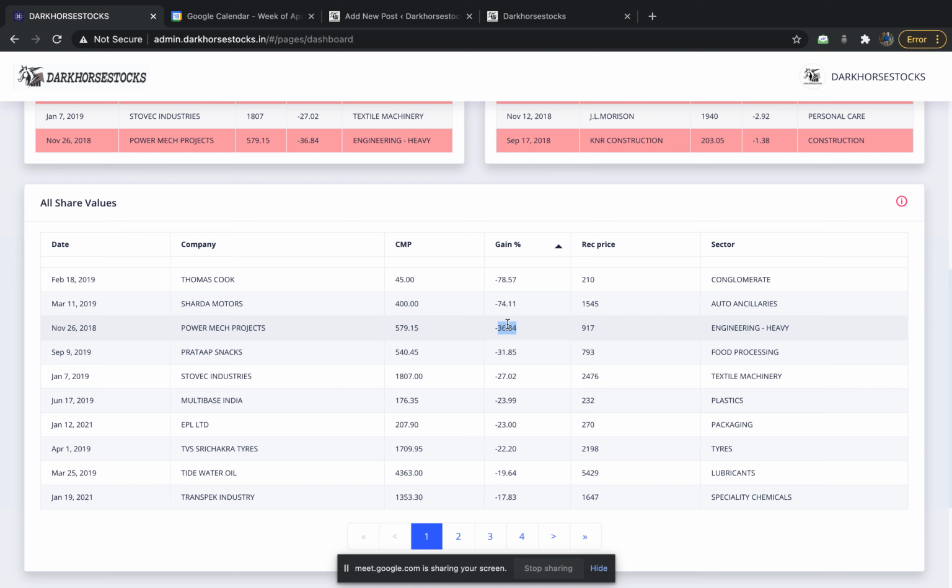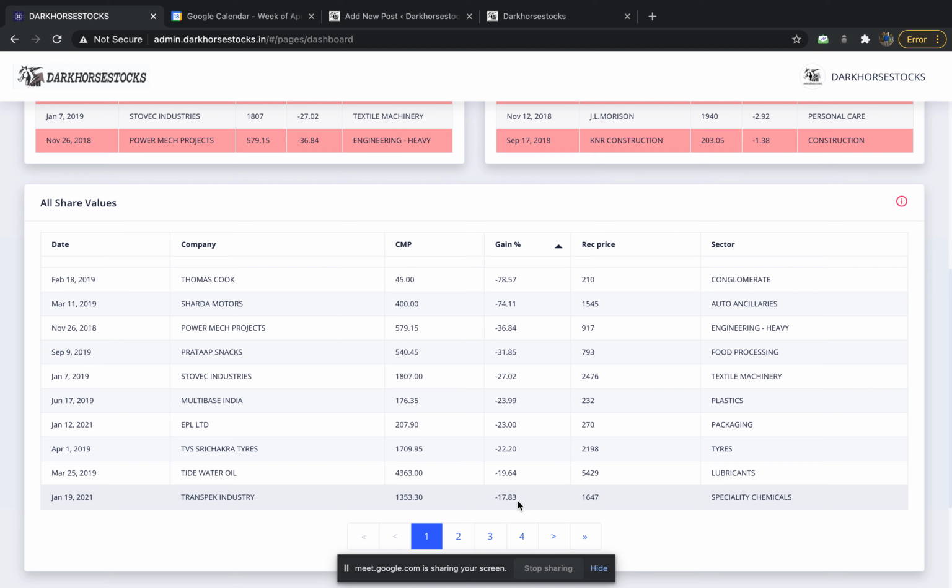Now people often ask about EPL Limited. EPL is down 23%. We are holding it in our personal portfolio. We don't understand why the stock is down 23%. We have checked the results, we have gone through the management notes and everything, and there is no significant cause that could justify why it is down 23%. The same goes for Transpek Industries. You can check that Transpek Industries is also doing good, and yet it is down 17%.